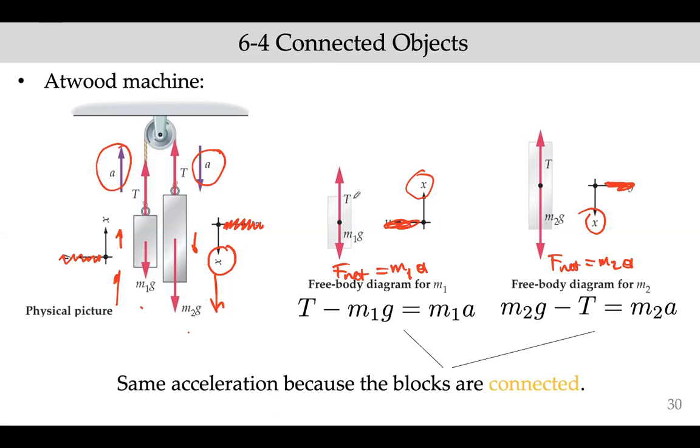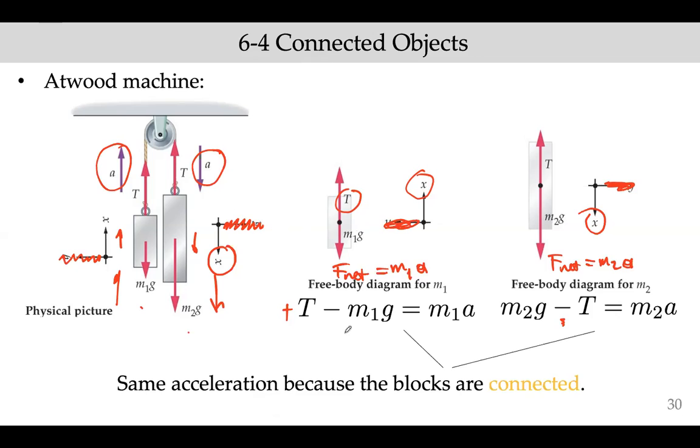So for this one, the tension comes with a positive sign. Why? Because the up direction is positive, see? But in this case, the tension is coming with a negative sign, because for the large object, down direction is negative. Sorry, down direction is positive, up direction is negative. That's why we have the negative sign here.